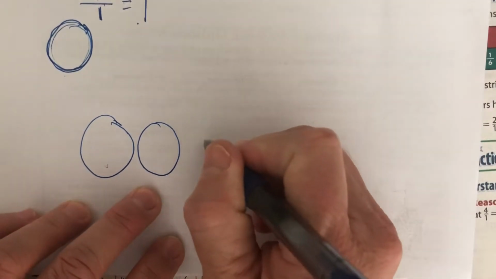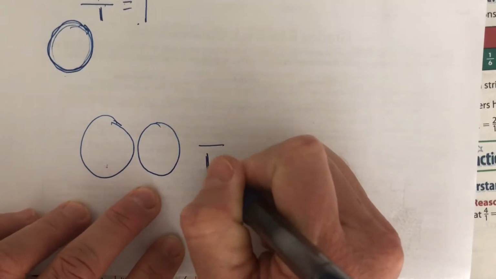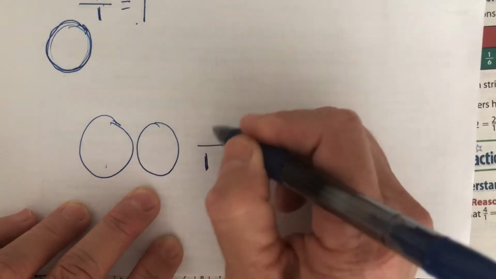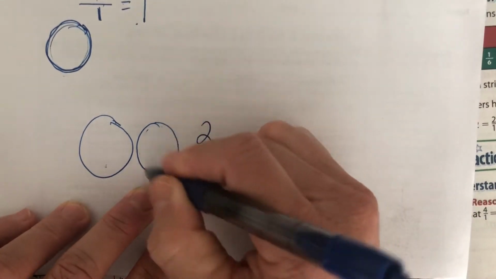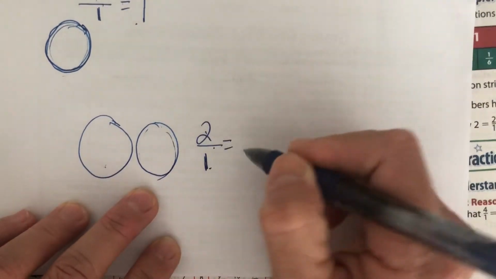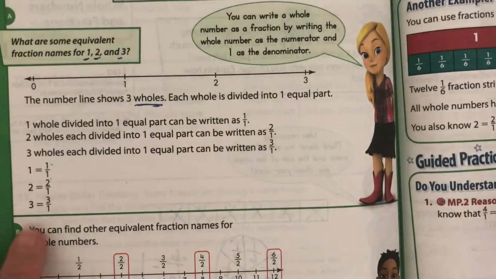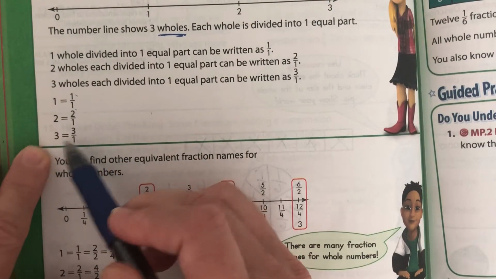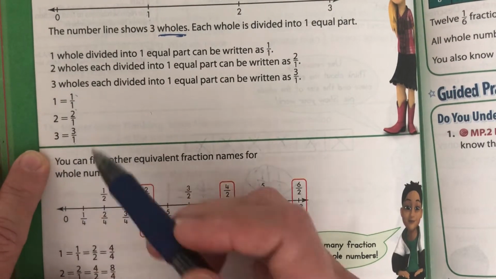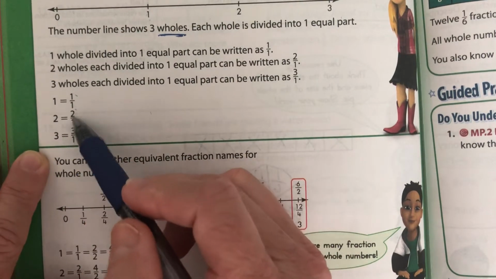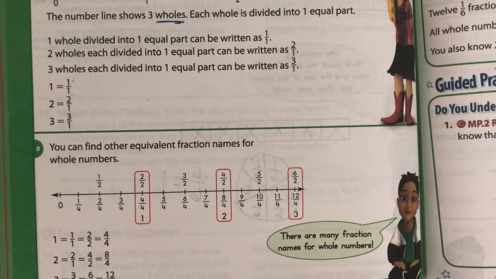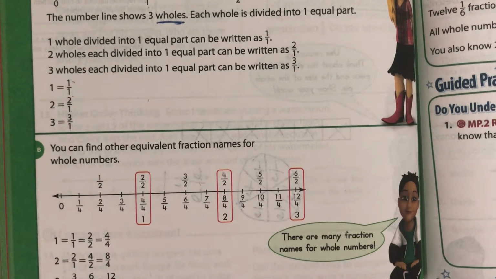So my bottom number is going to be 1 because that's how many parts I'm dividing this into. And how many of them do I have? 2. I have 1 whole part and 1 whole part. What is 2 divided by 1? 2. And here, 3 parts divided into 1 equal part. What is 3 divided by 1? 3. 1 divided by 1? 1. 2 divided by 1? 2. Okay? So you can find other equivalent fraction names for whole numbers.